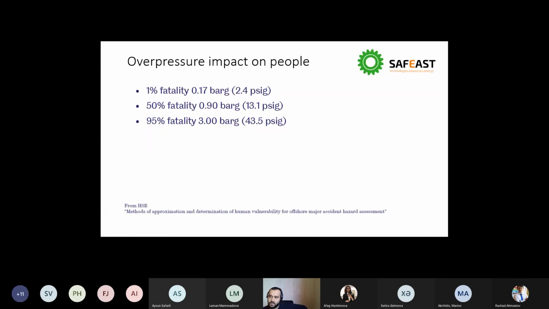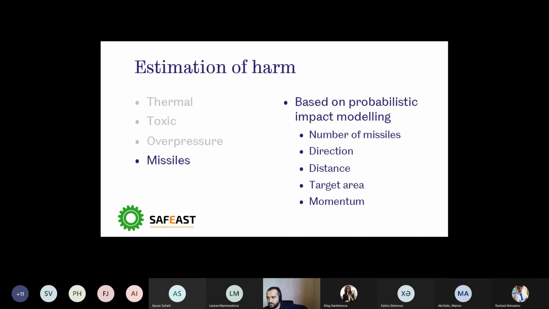And for overpressure impact, if you see a 3 bar overpressure, there is a 95% chance of fatality. But if you see 2.5 psig, there is 1% fatality. So this is just an idea of what it could be in terms of overpressure.